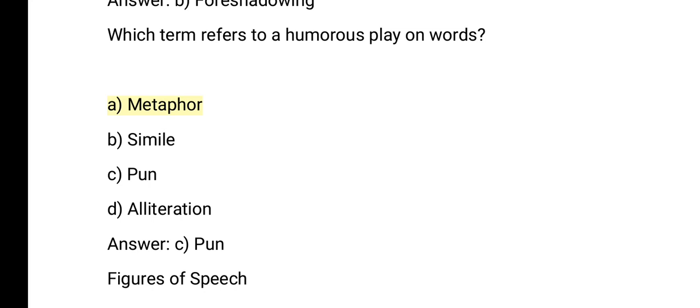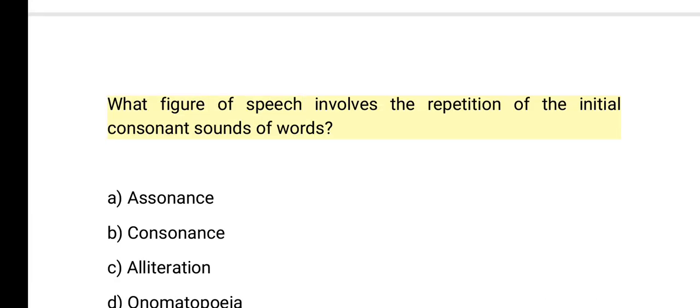Which term refers to a humorous play on words? A. Metaphor. B. Simile. C. Pun. D. Alliteration. Answer. C. Pun.